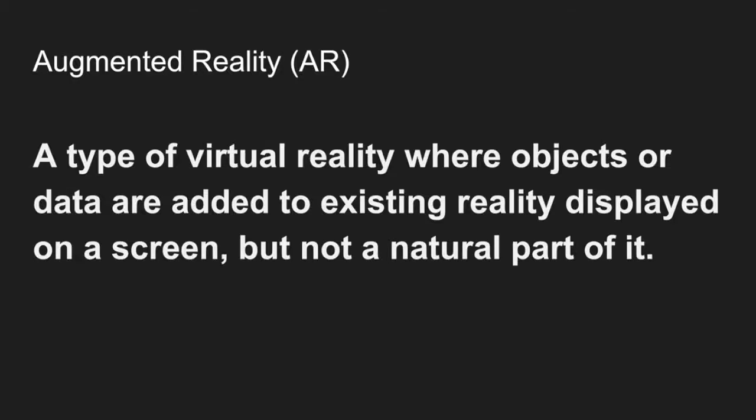Next, I want to talk about augmented reality, and AR is a type of virtual reality where objects or data are added to an existing reality displayed on a screen but not a natural part of it. And so this is where the user is very aware that they're in the same location that they're in, but they may use their smartphone or some kind of a headset to see maybe a character or text overlaid onto their current world. So they have a very much a sense of where they are and that they are in the location that they're physically in, but some kind of digital overlay is added to enhance their experience.